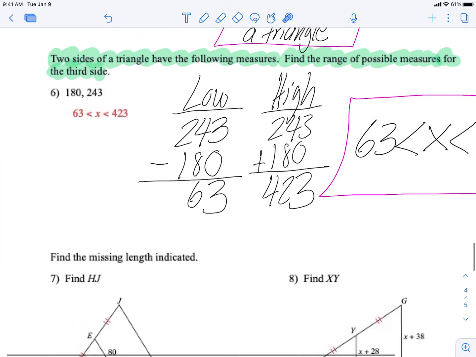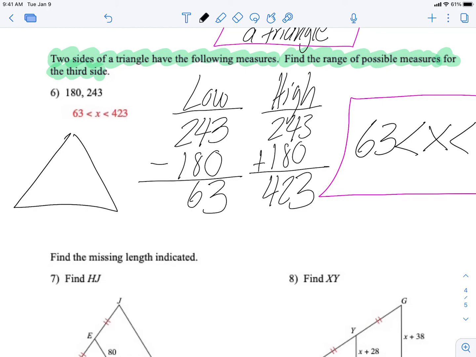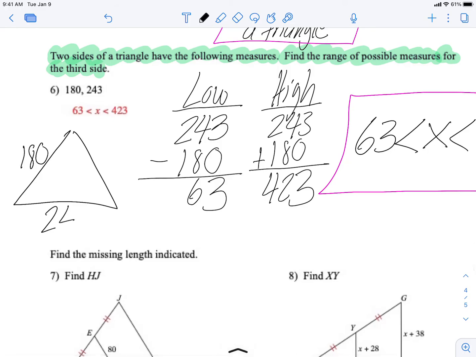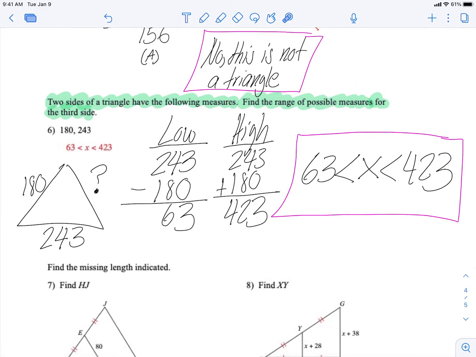So that means that a triangle, right? If one side is 180, the second side is 243. What in the heck can be the third side? Well, we just found out. It could be any number between 63 and 423. Any number between 63 and 423 could be the third side. There's for sure going to be a problem just like this in the quiz.